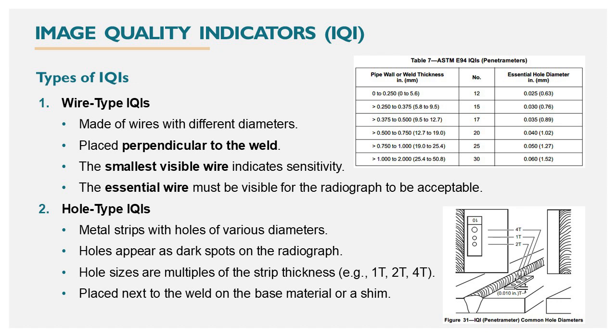Types of IQIs. Number 2 is hole-type IQIs, metal strips with holes of various diameters. Holes appear as dark spots on the radiograph. Hole sizes are multiples of the strip thickness, e.g., 1T, 2T, 4T, placed next to the weld on the base material, or a shim. For example, for a weld thickness of 0.312 inches, or 7.9 mm, use a number 15 IQI with 0.015 inches thickness. Each IQI number corresponds to a specific thickness and required hole size.